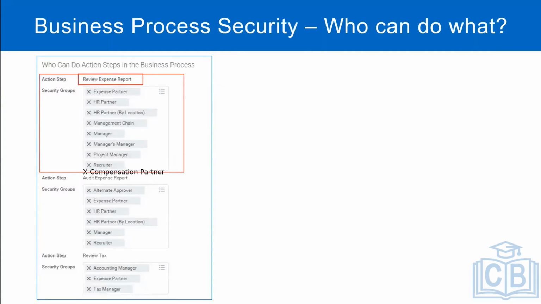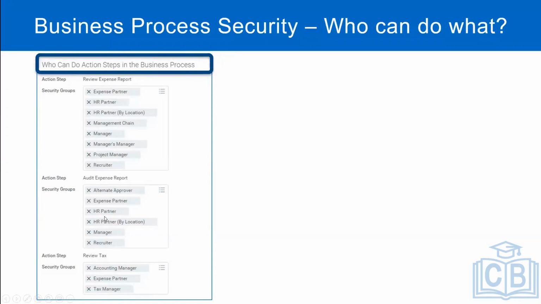Activate the security policy. Then go back to the business process definition and add the compensation partner to the review expense report step. Quite a few steps involved, but if you think logically, you will be able to do it. First you have to make the policy changes, then do the assignment changes.